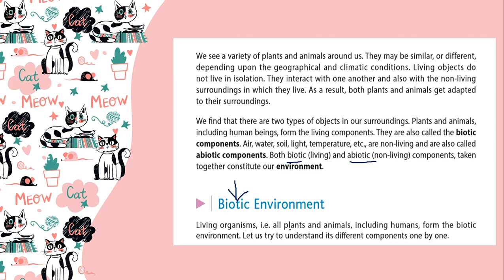Living organisms like all plants and animals, including humans, form the biotic environment. Let us try to understand its different components one by one. So there is the environment first. It then has biotic components and abiotic components. Now, biotic also has different components inside it. Let's have a look at those components.